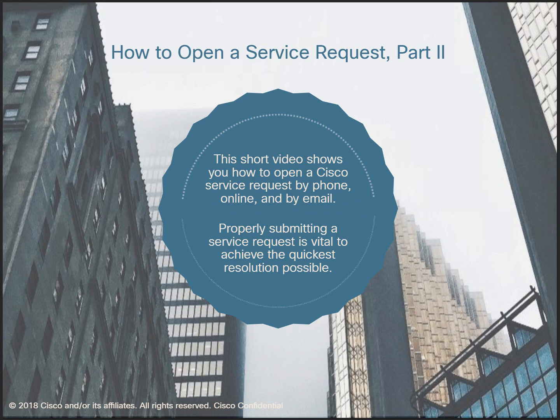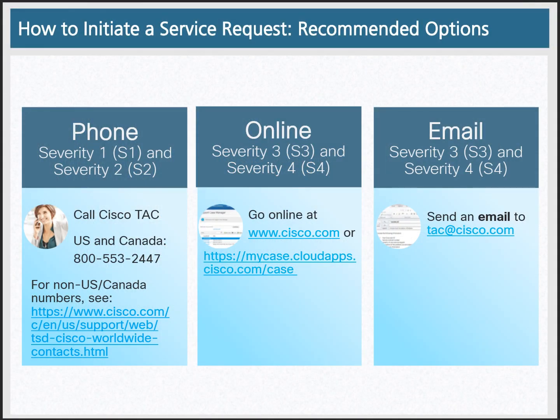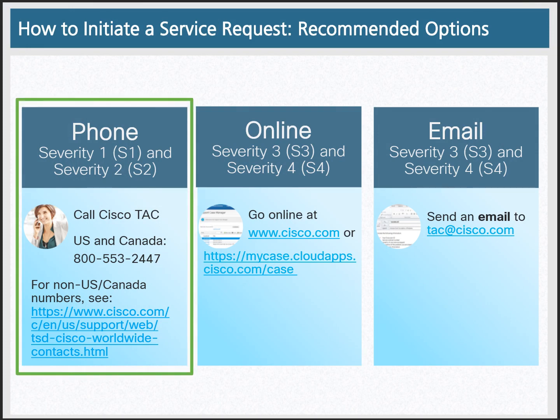If you have not done so already, we strongly recommend that you watch the video How to Open a Service Request Part 1 for detailed descriptions of severity levels. There are 3 ways to initiate a service request. For high severity cases, Severity 1 and Severity 2, in which you are experiencing an outage, call Cisco's Technical Assistance Center, or TAC. If you don't know the phone number, you can find it at the URL on the screen. For US and Canada customers, that number is 800-553-2447.